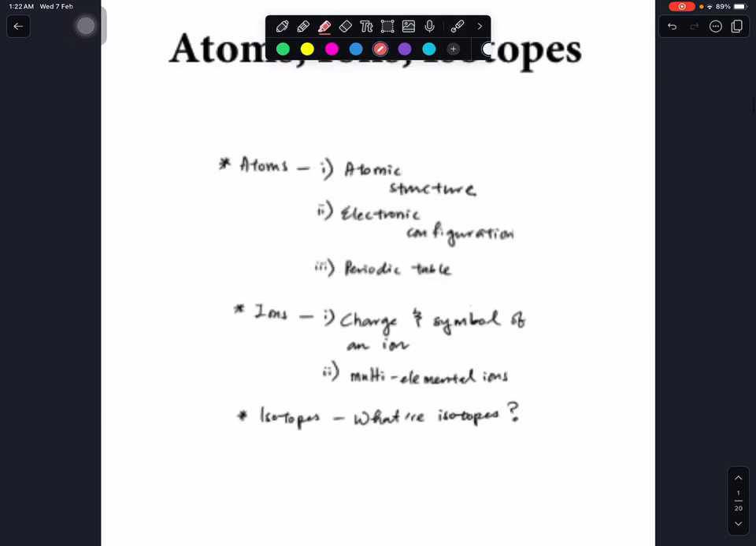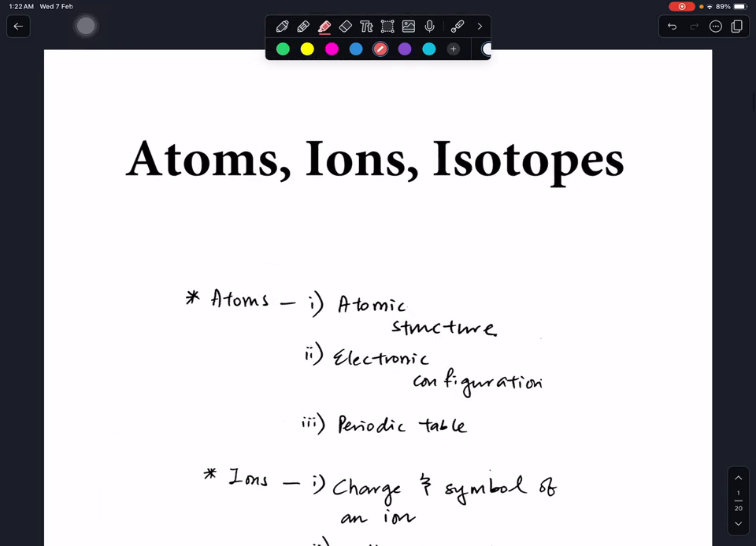Okay, so let me know how it goes. Reach out to me if you guys need any help. If not, that is atoms, ions, and isotopes for you.